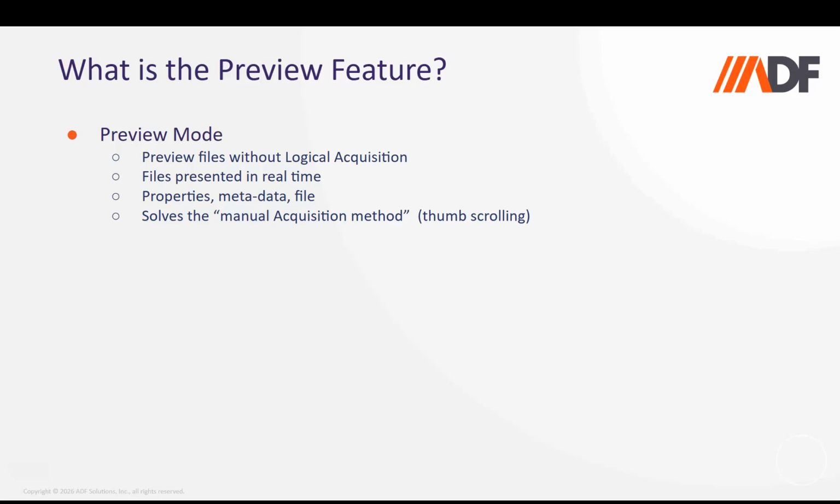Welcome to this walkthrough of Preview Mode. This feature allows you to quickly review files and artifacts on a mobile device without the need for a full logical data acquisition. Once you establish a connection with the device, the viewer displays files and artifacts in real time as being collected. And with the files, you will collect the properties and the metadata and will not have to resort to thumb scrolling or the manual acquisition of the device.